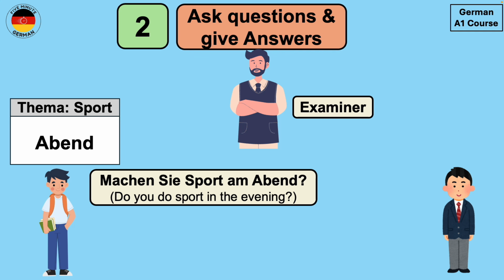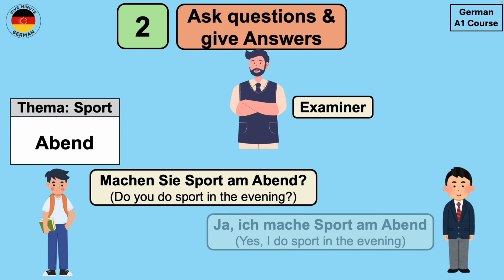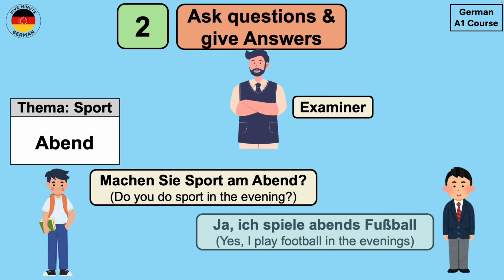Do you do sport in the evening? And since this is a Ja-Nein-Frage, the other person can answer it by saying Ja. However, in the exam, this is not the best answer that you can give. Rather, you should give complete sentences in the answer. For example, a better answer to this question would be Ja, ich mache Sport am Abend. Yes, I do sport in the evening. Or an even better answer can be Ja, ich spiele abends Fußball. Yes, I play football in the evenings.